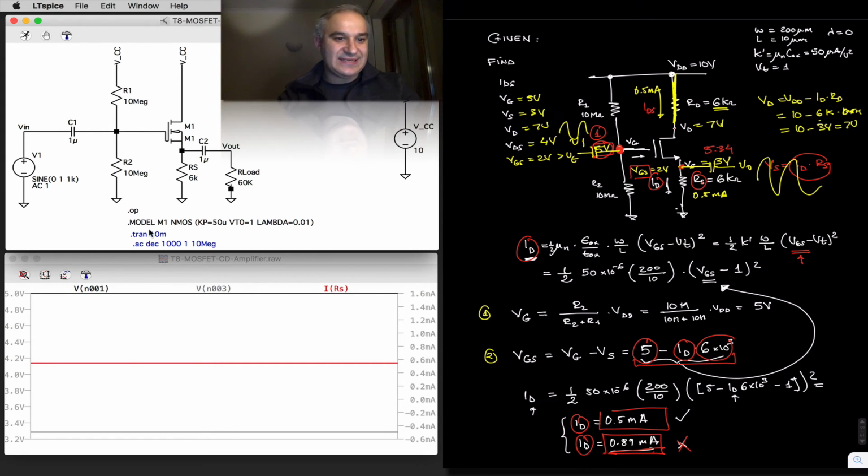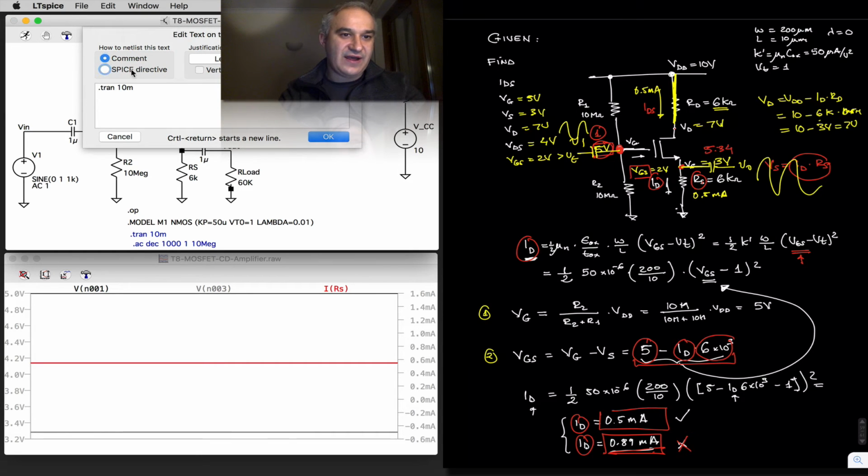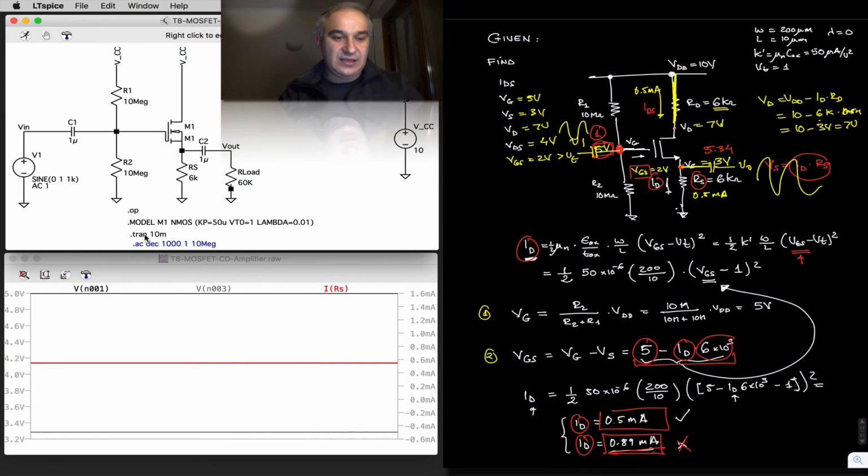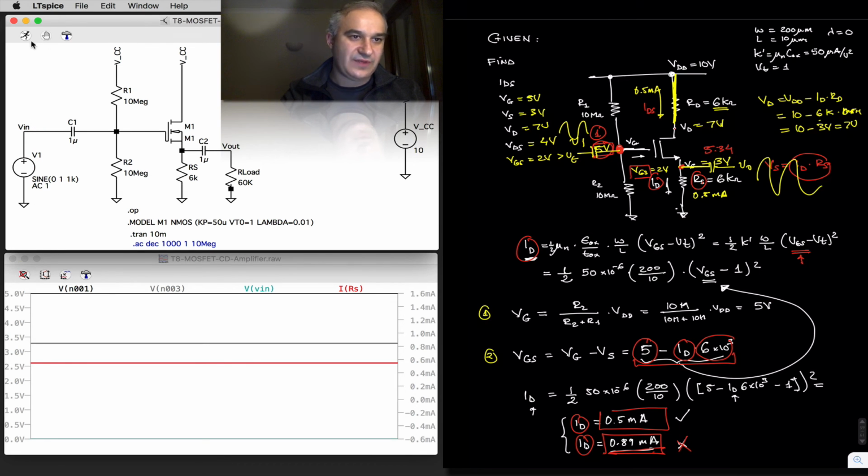Okay, so let's do a transient analysis and verify that if we take the output at the source, this is equivalent to the emitter follower in BJT technology, or the common collector amplifier, meaning the input is at the gate, the output is at the source, we have no gain, in fact we lose a little bit of gain, it's less than 1. Oops, let's run the transient analysis.